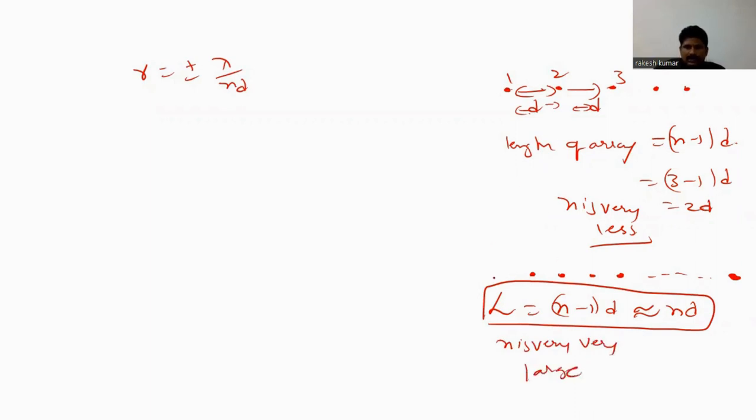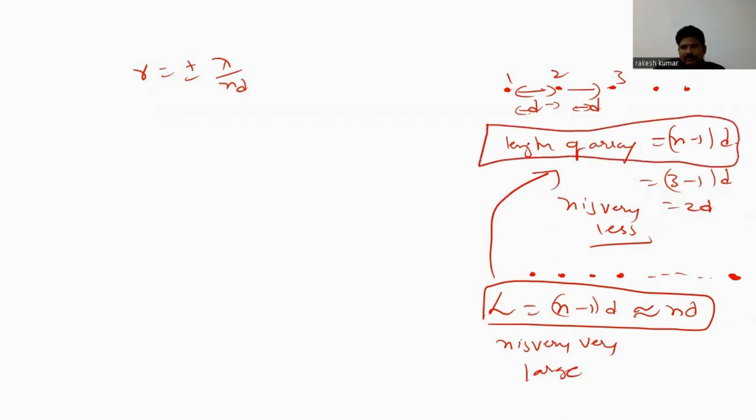What is this L? L stands for the length of the array. What is the formula for the length of the array? L is equal to n minus 1 into d. For example, here three elements are there, 3 minus 1 into d, so the length of the array is 2d. The original formula is n minus 1 into d. But if the value of n is very, very high, for example 1 crore or 10 lakhs, 10 lakhs minus 1 is the same as 10 lakhs. So L equal to n minus 1 into d can be replaced with L equal to n d when n is very large. So in the place of n d, I can replace with L.